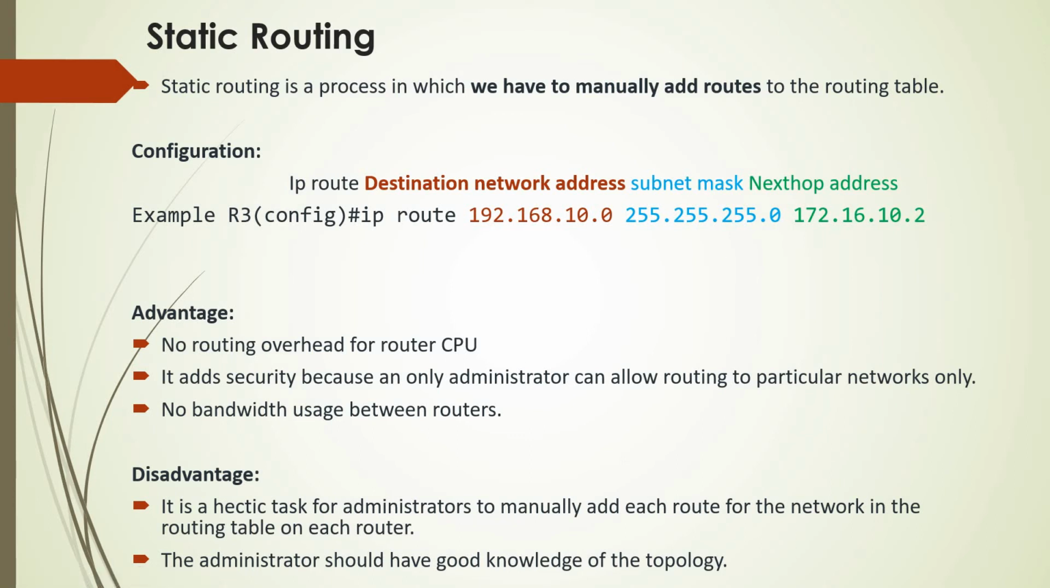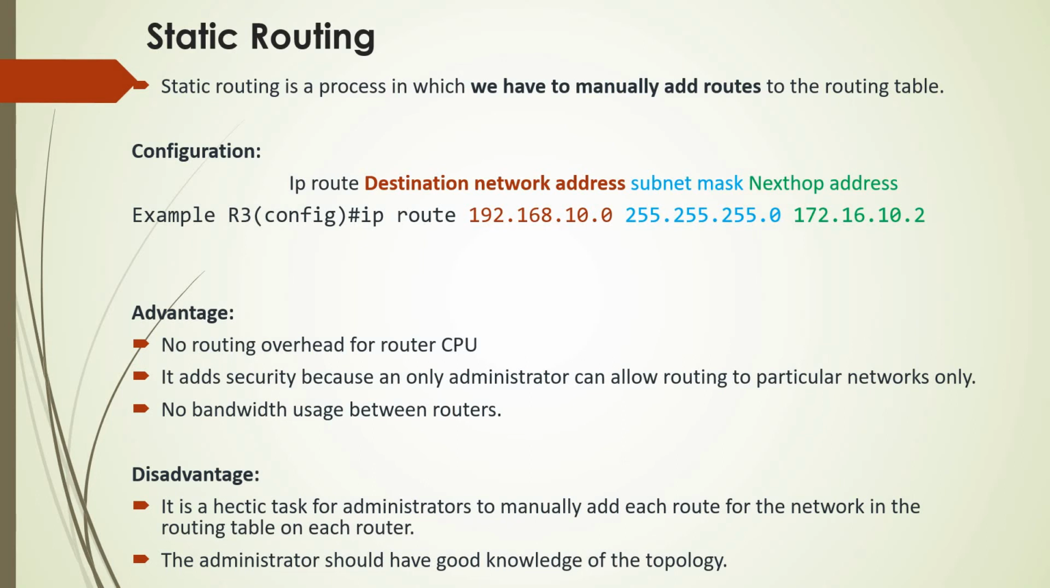So what are the advantages and disadvantages of this type of routing? Static routing is more secure compared with the others, because only the administrator has the permissions, so they set the destination address, the next hop address, everything. So the security is very high, and there is no overhead for the router CPU, and no usage of bandwidth between the routers. These are the advantages of this type of routing.